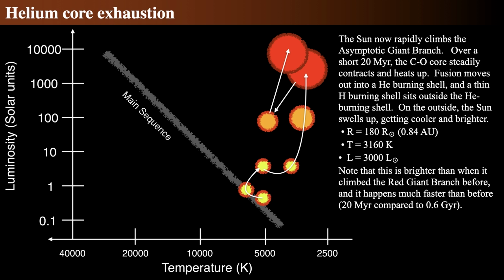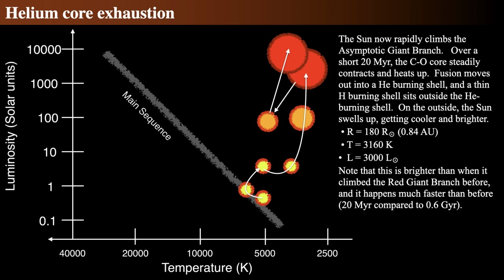And over 20 million years, the carbon-oxygen core contracts and contracts and contracts even more and heats up even more. The fusion moves out into a very strong shell. The thin hydrogen shell is way outside the helium-burning shell. And on the outside, the sun swells up, gets even bigger, gets almost as large as the Earth's orbit, about 84% of the Earth's orbit. The Earth's been gone long anyway. It went down the first time, but now it's probably Mars's turn to go under, even though it's at 1.5 AU. There'll be enough drag from the wind from the star they'll probably plunge into it.